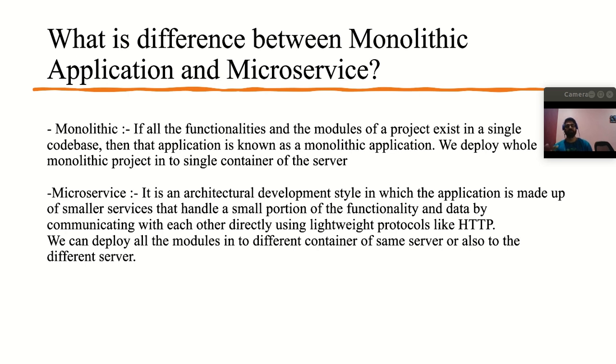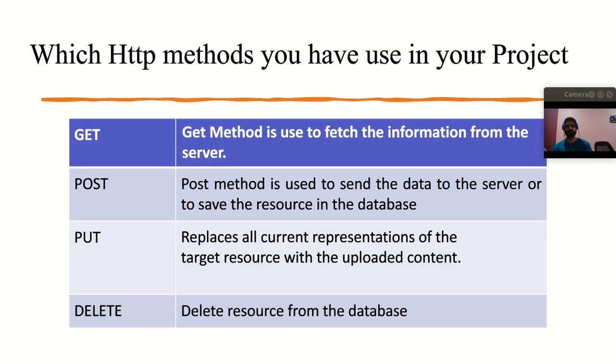Yeah. So this is the main difference between monolithic application and the microservice. Now, which HTTP method have you used in your project? This was the question asked to him: which HTTP methods have you used in your Spring Boot project? So basically, we are using mostly get, post, put, delete.